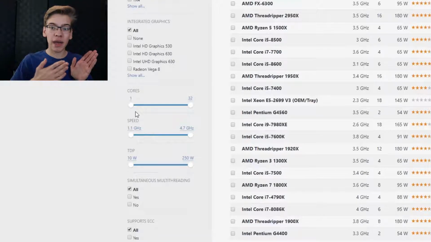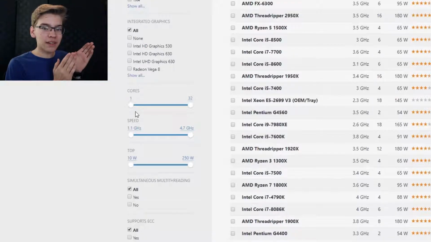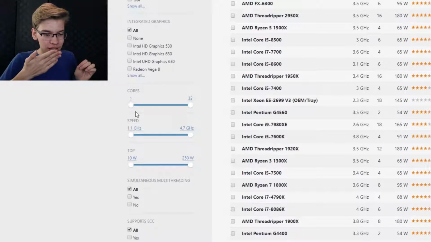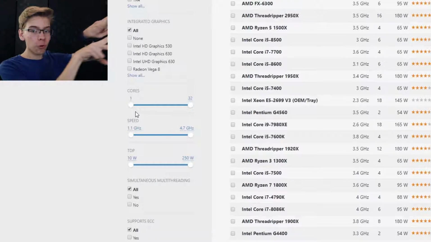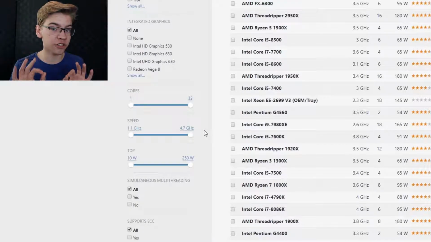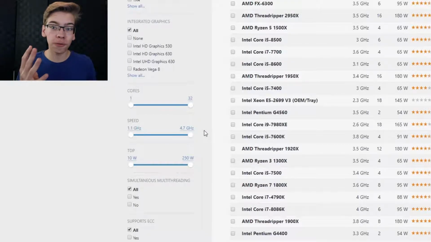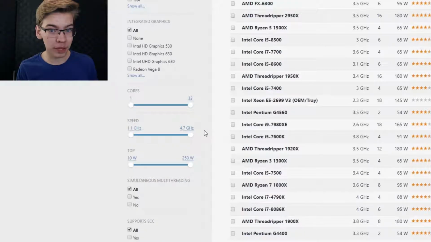Cores is the amount of processes that can be done at the same time. That means if you have a one-core processor, it's only getting one thing done at a time. But if you have a four-core processor, that means you have four things processing at the same time. And your speed is how many processes your CPU gets done every second. So a 4 gigahertz CPU is definitely going to get more done than a 2 gigahertz CPU. The higher your speed, the more you're going to get done, the more cores, the more you're going to get done.